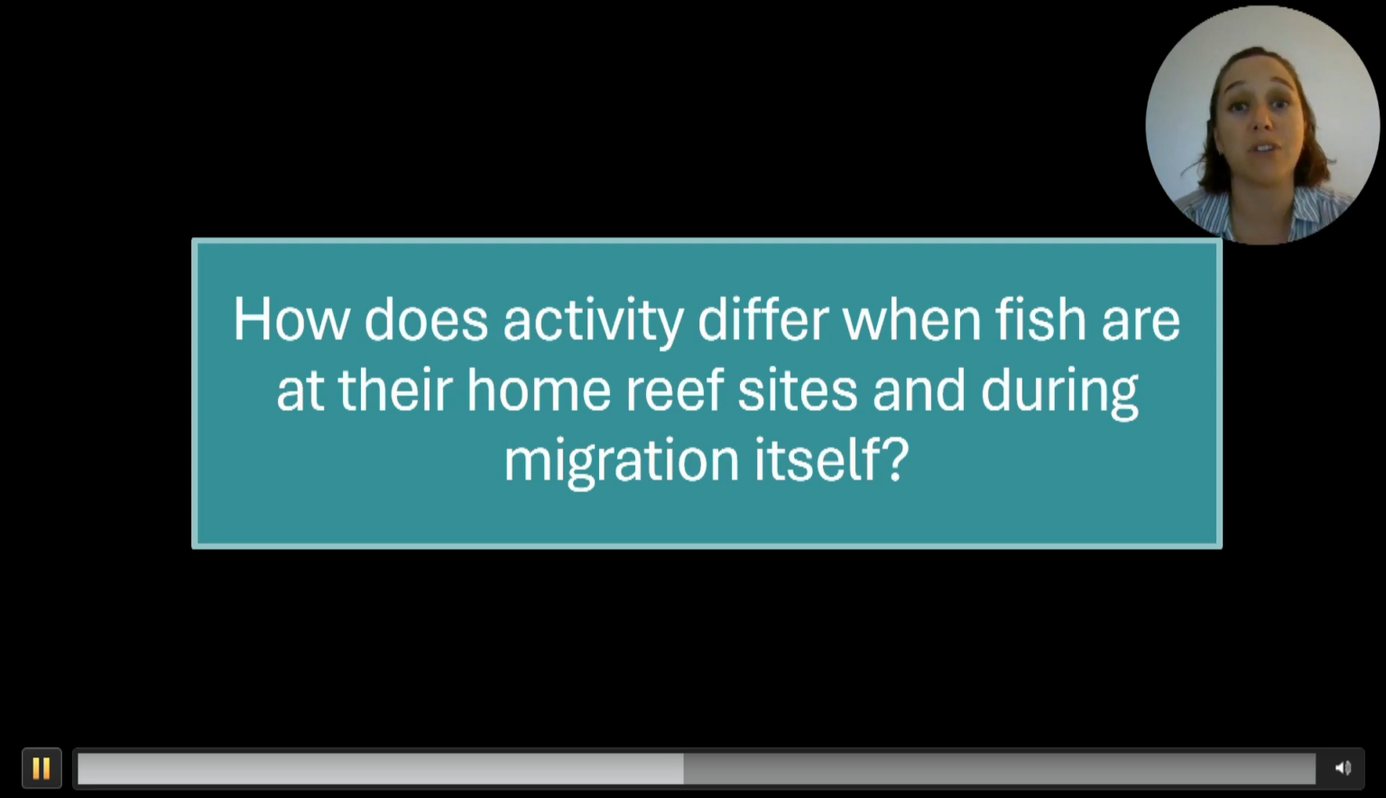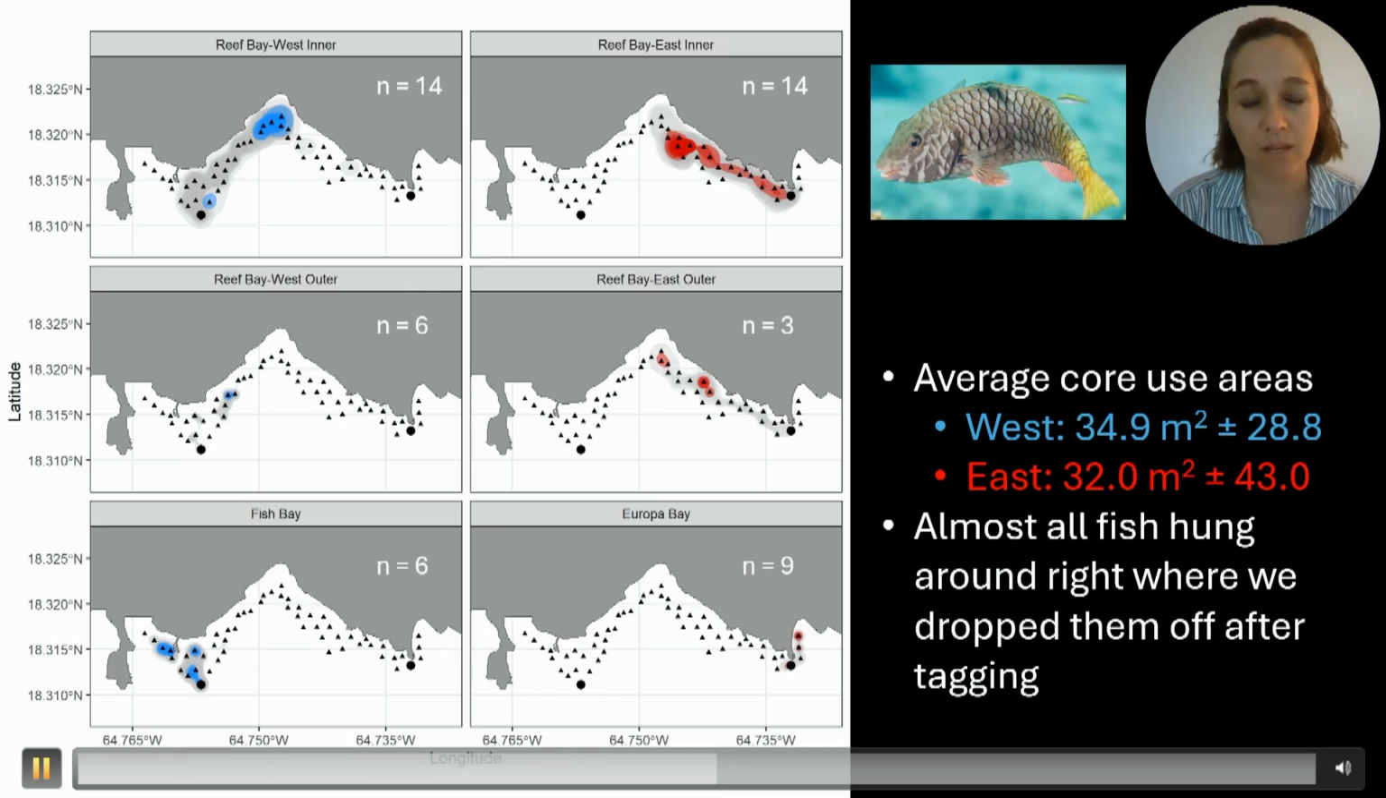So from Jenna's thesis, we learned a lot about how these parrotfish are interacting with their aggregations, but there's still this gap regarding what the tagged fish are doing while they're at their home reef sites. So we're interested in asking the question, how does activity differ when fish are at their home reefs and during the migration itself? So I'm going to be sharing some of those results here.